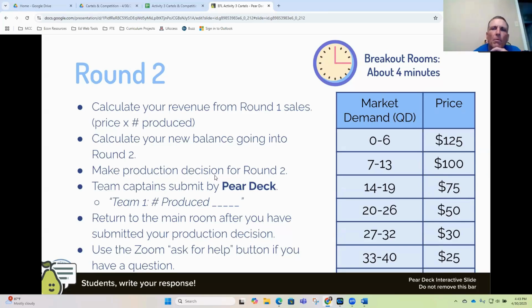Go ahead, Andrew. Okay, so we get our subtotal, and then we add our revenue from the selling of our units. So our balance after round 1 is actually the subtotal plus the revenue from sales, right? Yes, exactly. Okay, thank you.